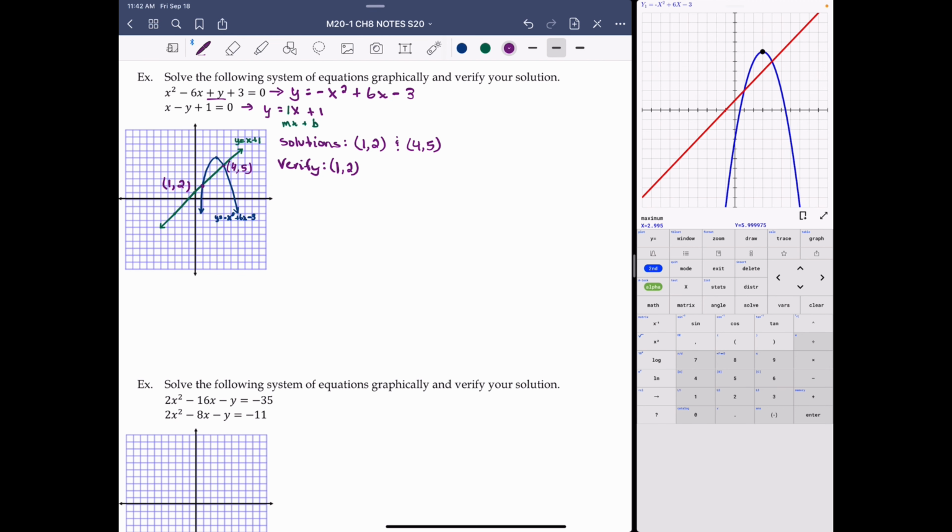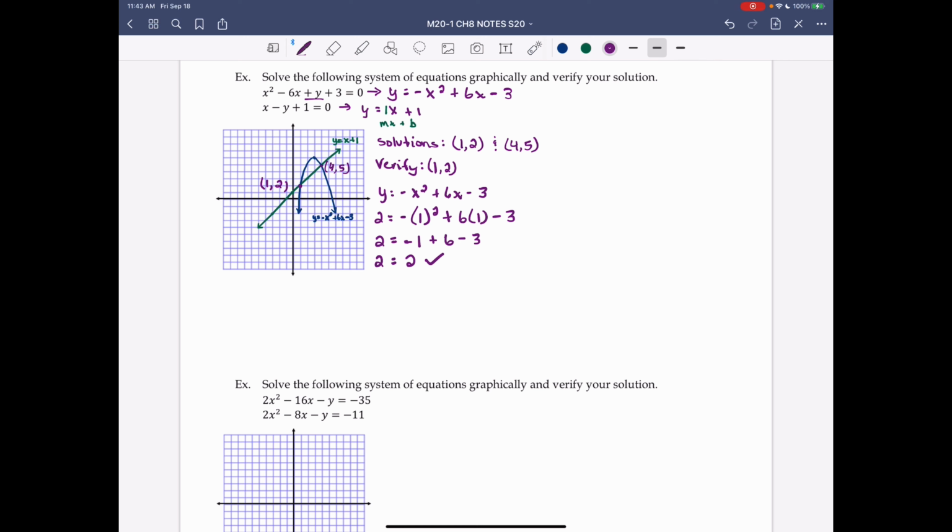2 equals 1 squared is 1, so we have negative 1, plus 6 times 1 is 6, minus 3. 2 equals 6. Take away 3, take away 1, that's take away 4 is 2. 2 equals 2. It's true. True story. Next equation, y equals x plus 1. Sub in our information. 2 equals 1 plus 1. 2 equals 2. True. That's our first point verified.